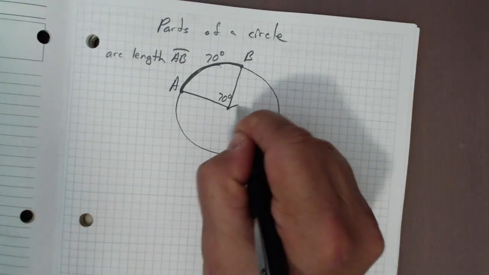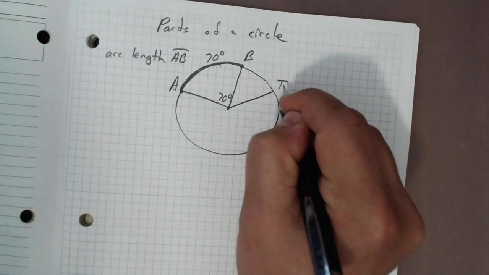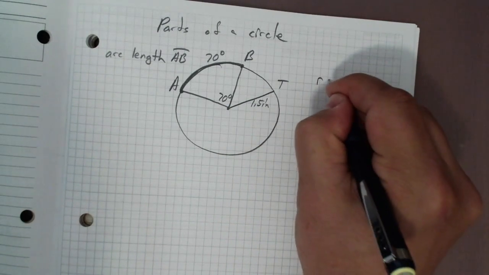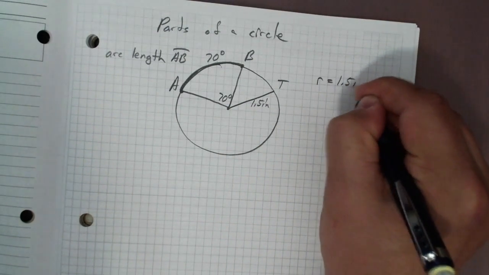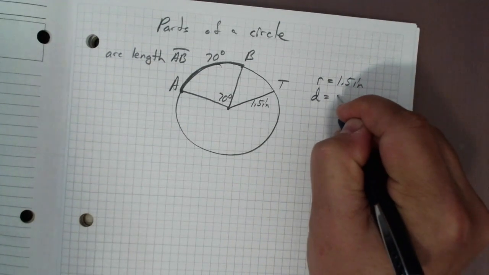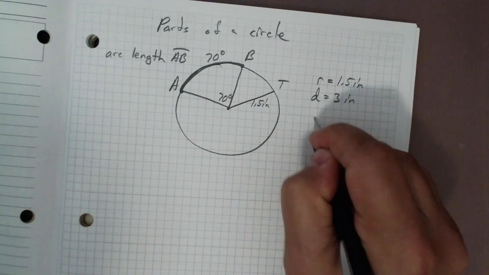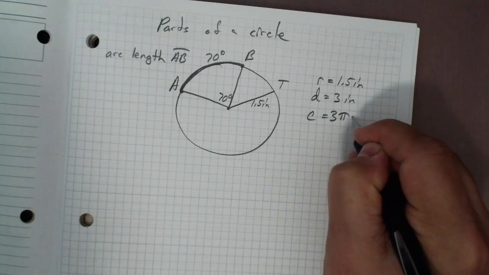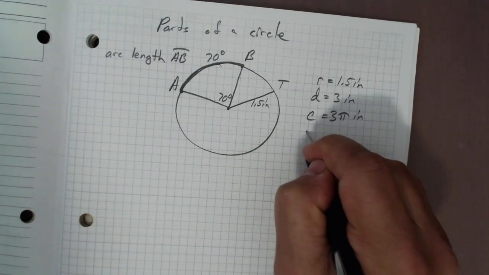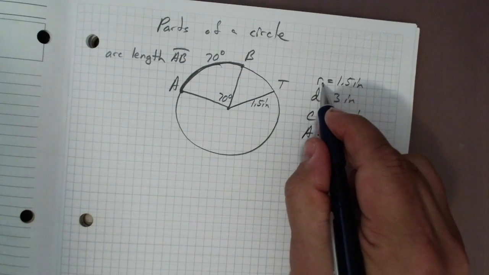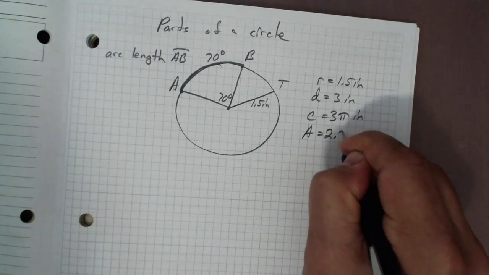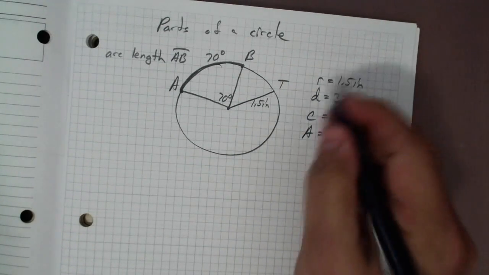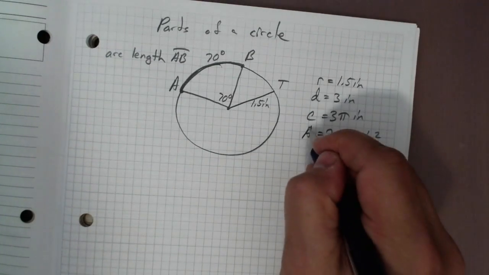We also need to know the radius of our circle. So I'm going to put a point T here and draw a radius to it, and I'm going to say it's 1.5 inches. So if we know the radius of our circle is 1.5 inches, we can calculate the diameter being 2 times that, which is 3 inches, and our circumference is our diameter times pi, so 3 pi inches, and the area of our circle is going to be the radius squared times pi, so 2.25 pi inches squared. Okay, these are formulas we worked on before in class.